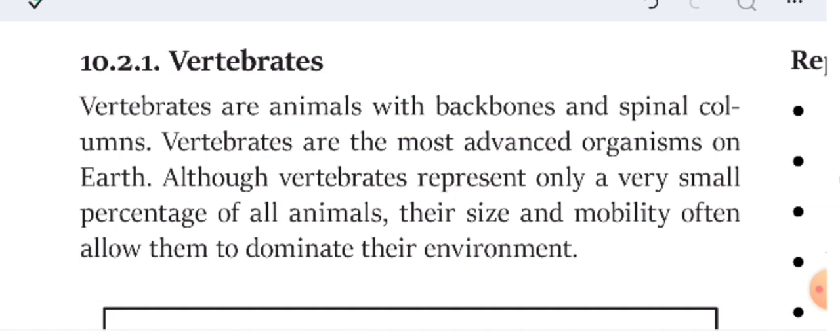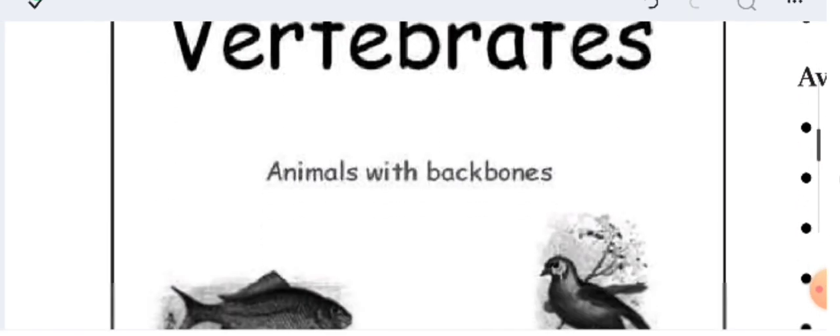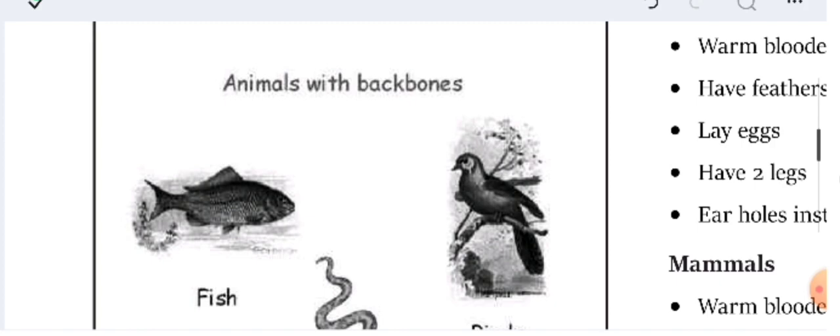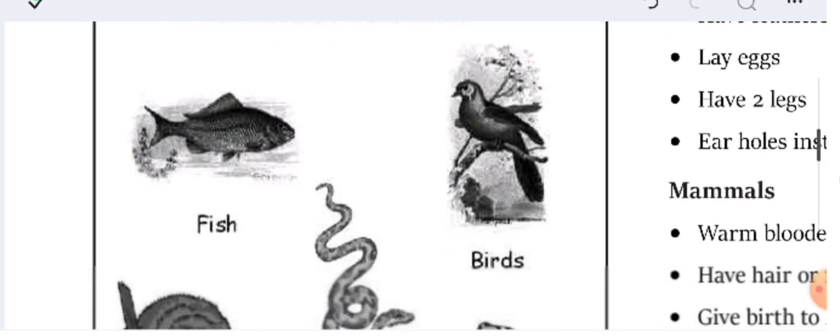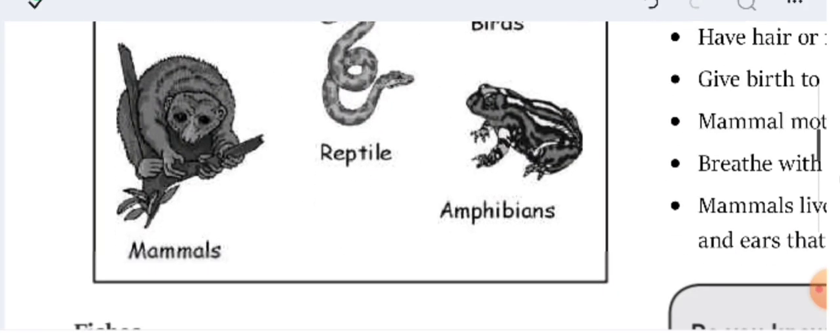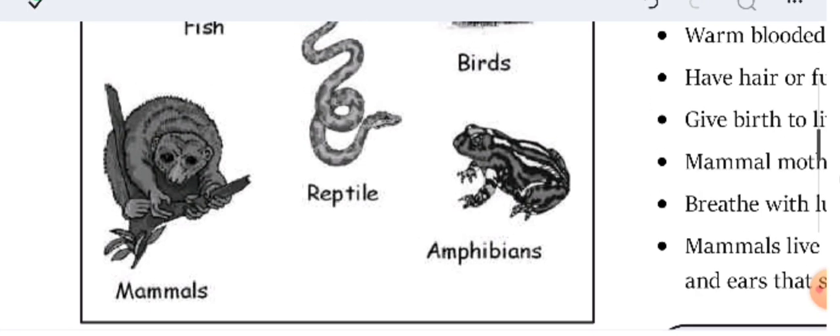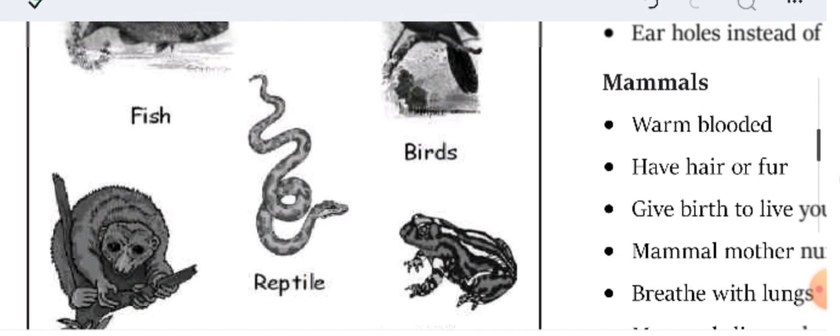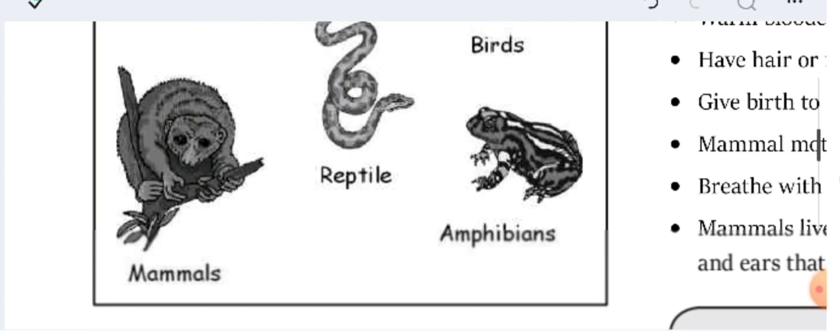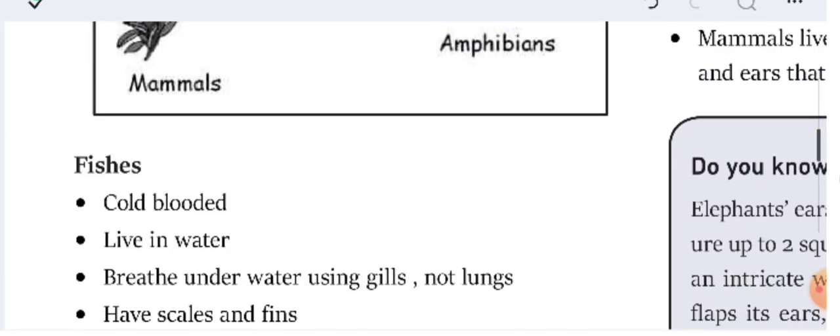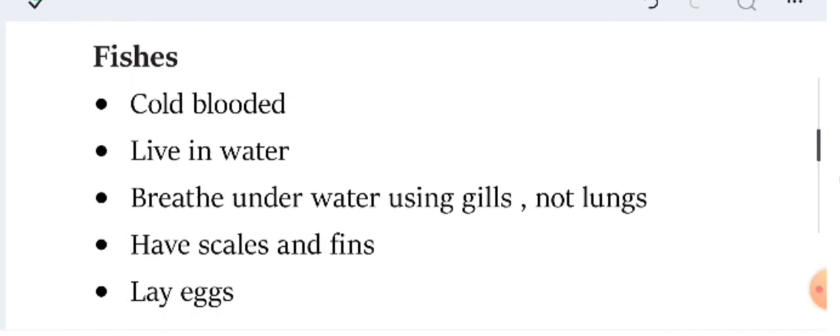Although vertebrates represent only a very small percentage of animals, their size and mobility often allow them to dominate their environment. Okay, here you can see that vertebrates, that is animal with the backbone, fish, here is mammals, okay, reptiles, amphibians and birds. These are the vertebrates. Okay, now first is fishes. So we all know that fishes is cold blooded. ये तो हम क्लास 7 में ही पढ़े थे, क्लास 6-7 में.